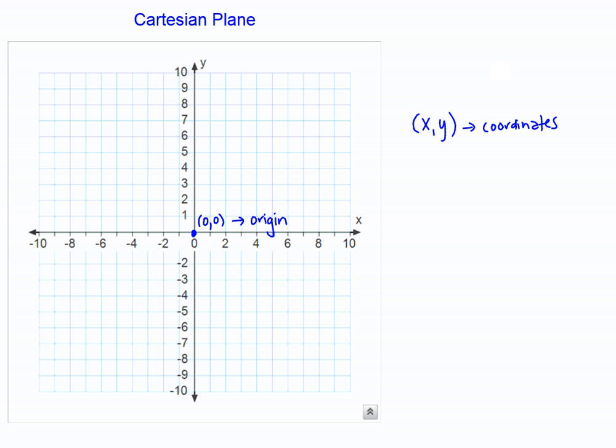And what do we call the vertical line that goes through 0, 0? The y axis. And what do we call the horizontal line that goes through the origin? The x-axis. Good.